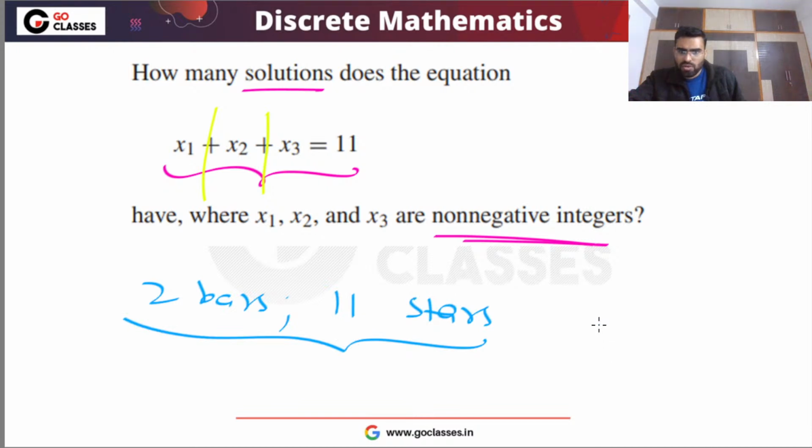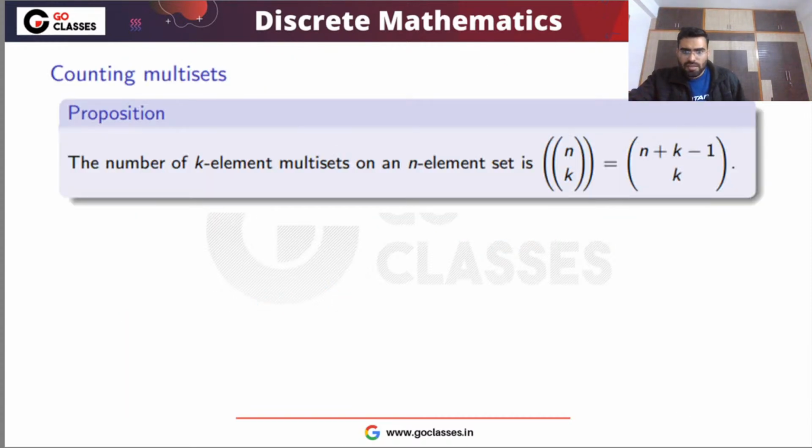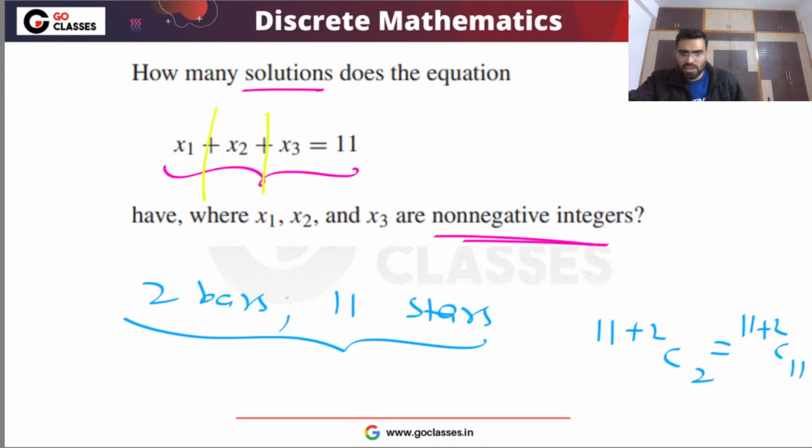So from here you can notice that the answer will be what? Answer will be this plus C2, or this is equal to, you can say, 11 plus 2 C 11. So this is how you can do it. And the multi-set problem also follows the same template. So let's find out.